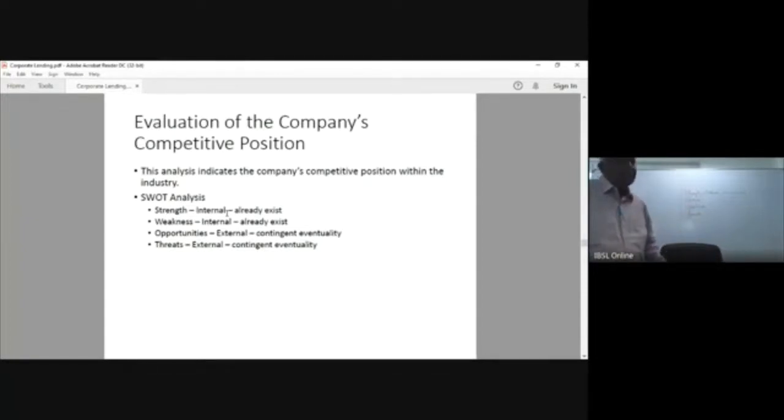Then opportunities, which are external to the company. It is a contingent eventuality. So it is there, it may go, it may come, it may go. Similarly, threats are also external. Contingent eventuality. It may come, it may go. So you have to do a SWOT analysis to see the company's competitive position within the particular industry.